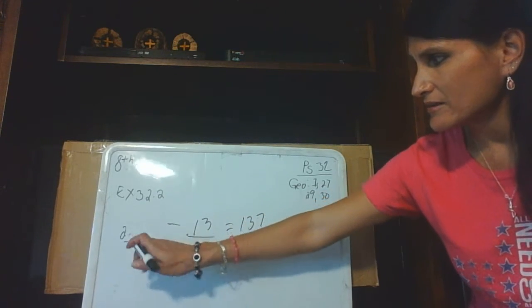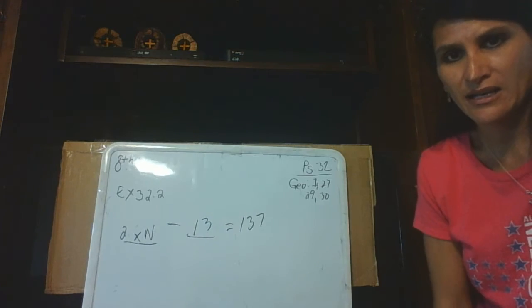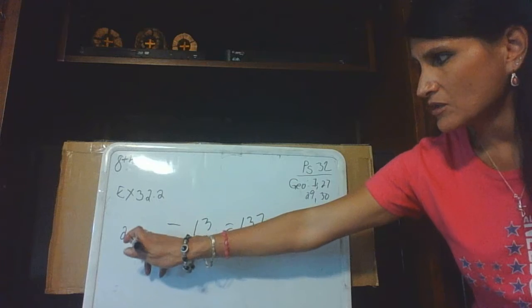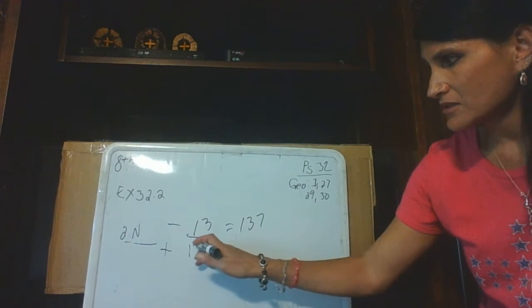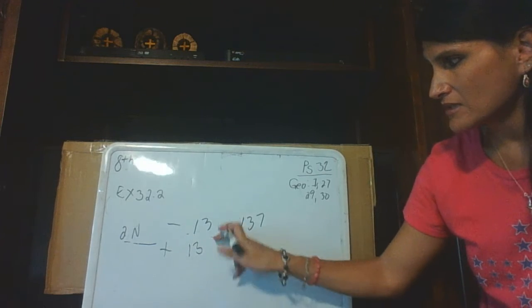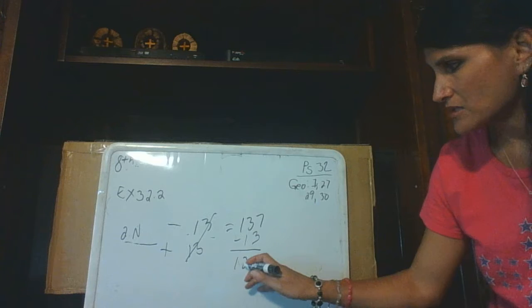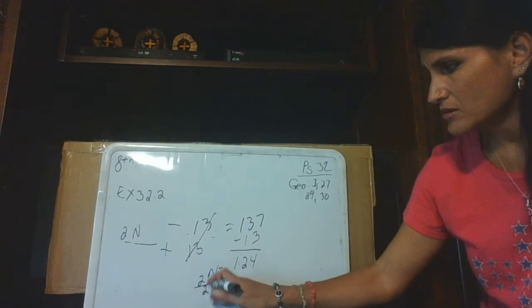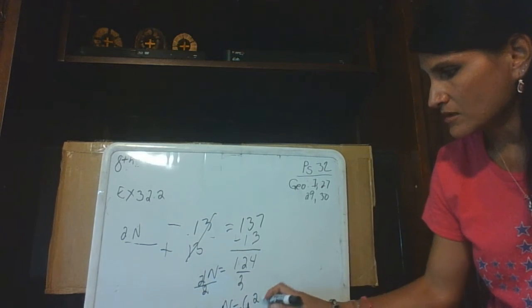Some of you are doing this when you write these, and it's awkward because it looks like you have an x and an n. We don't want to do that. We simply want to attach the variable to the coefficient, and we write it nice and neat. Then we're going to add the 13. Again, remember you have to solve these, so minus 13, so that's 124. Bring your 2n over, divide it by 2, so your n equals 62.